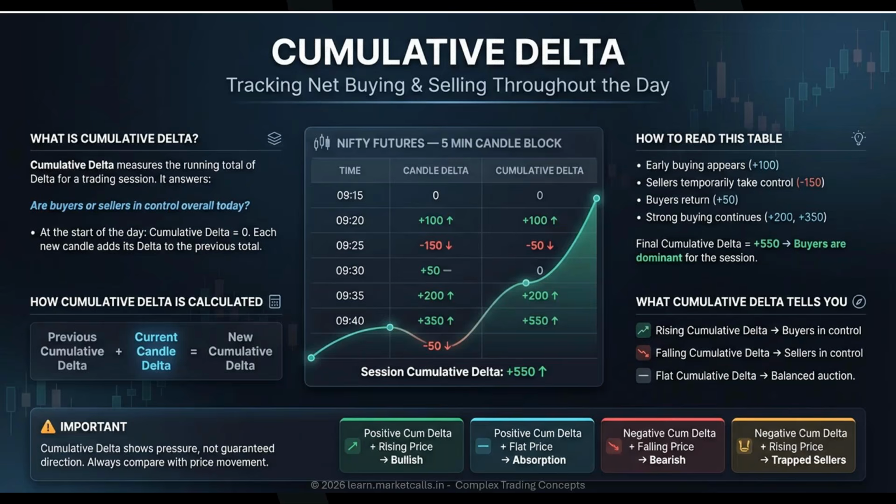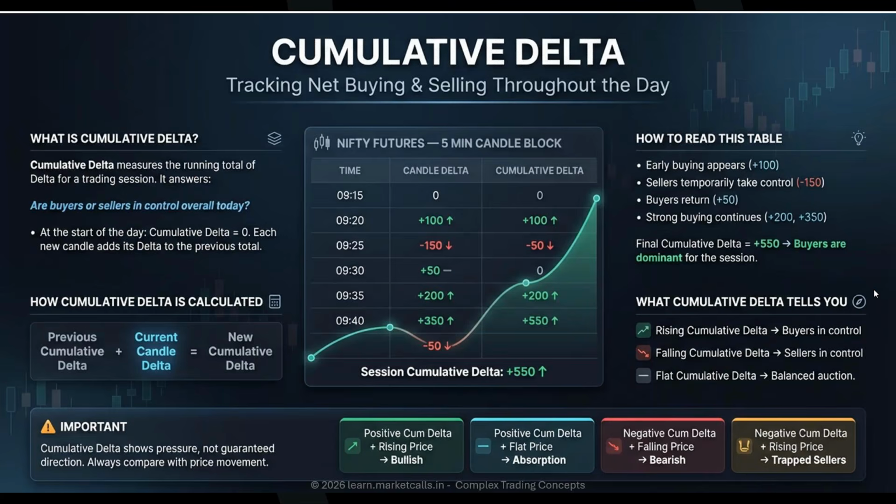All right, so cumulative delta, as I said, is the most important thing to figure out whether institutional activity is happening or not. Cumulative delta measures the running total of the delta for a trading session. Overall, it tries to explain whether the buyer or the seller is controlling the overall day.